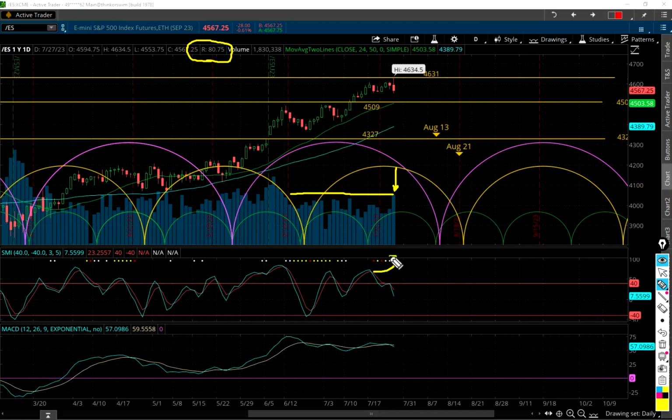We've got divergence going on right here, and you can clearly see the SMI is pointing down. The MACD maybe is hinting at beginning to roll over.